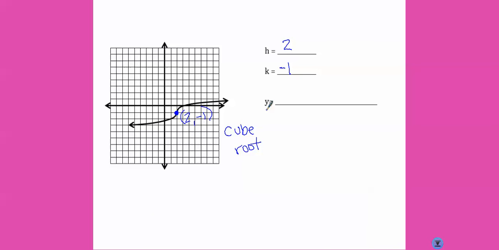Since it's a cube root function, I know y equals, and I'm going to have a cube root of x. Remember, h is the opposite of what it looks like, so it'll be minus 2. And then outside the cube root, after it's ended, we'll put k, so minus 1 goes on the end.